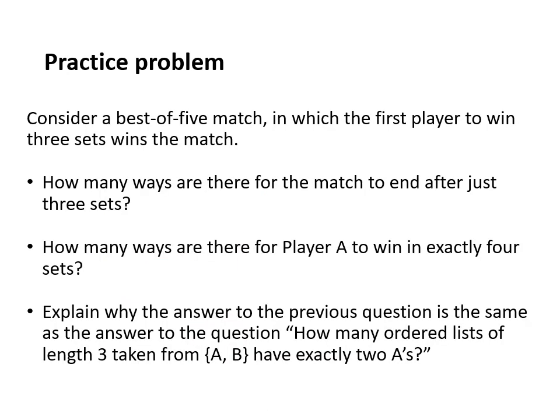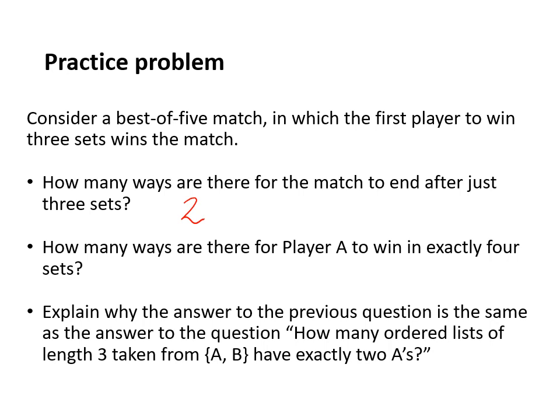So now that we sketched out this tree, we can use it to answer different questions about this best of 5 match. For example, how many ways are there for the match to end after just 3 sets? There are only 2. Either A wins all 3 sets or B wins all 3 sets. How many ways are there for player A to win in exactly 4 sets?